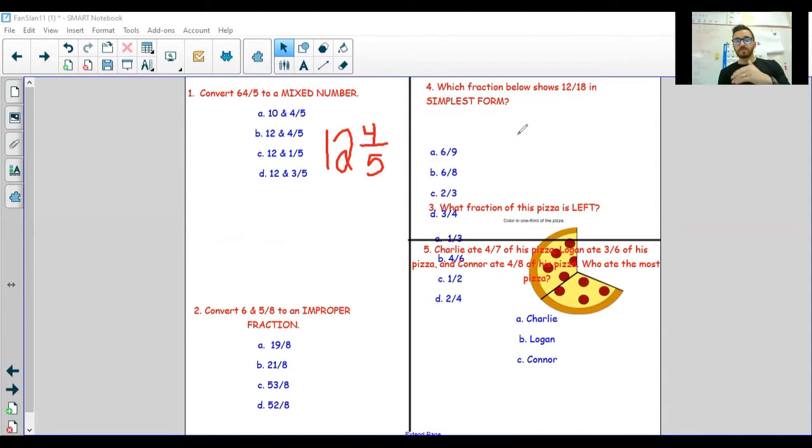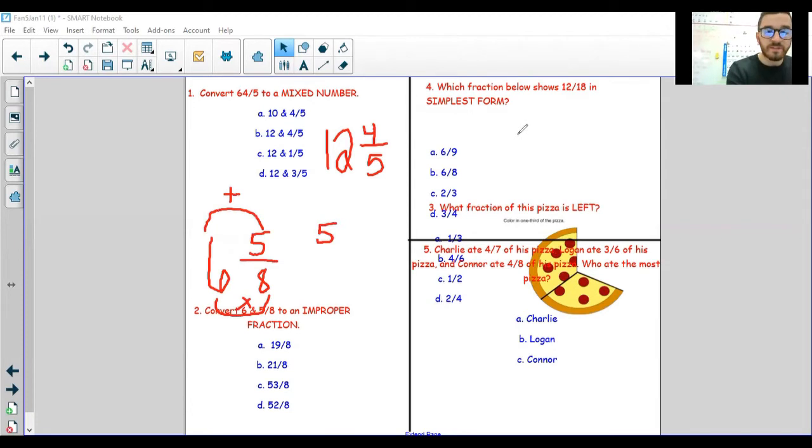And then if I look at number 2, it says take 6 and 5/8 and convert that to an improper fraction. Again, it's just 2 steps. I'm going 8 times 6 down at the bottom. That product is 48. I'm adding that numerator of 5, which gives me 53. And that denominator doesn't change. So I see both my answers here.